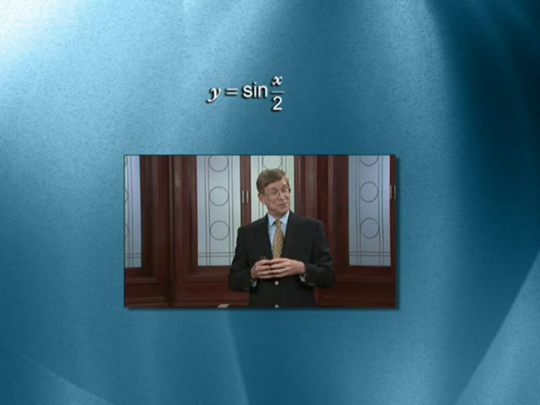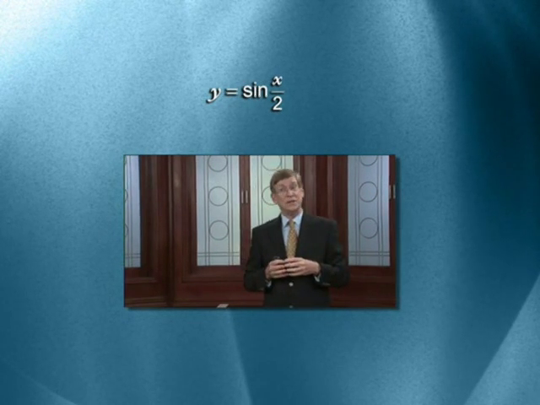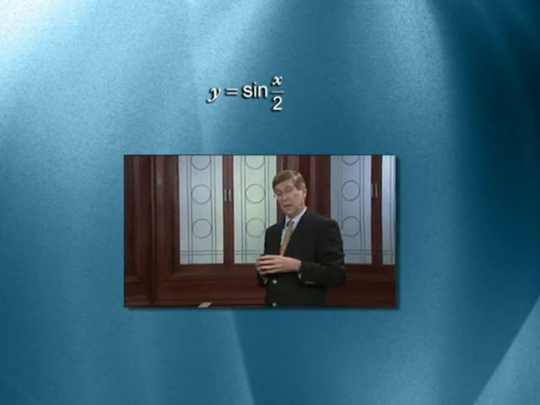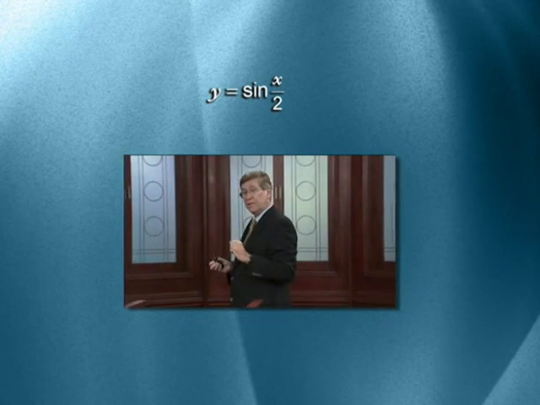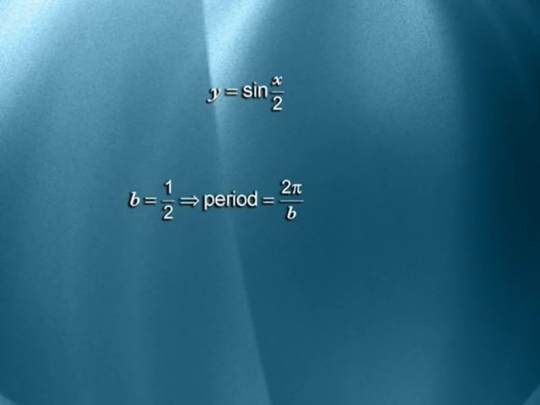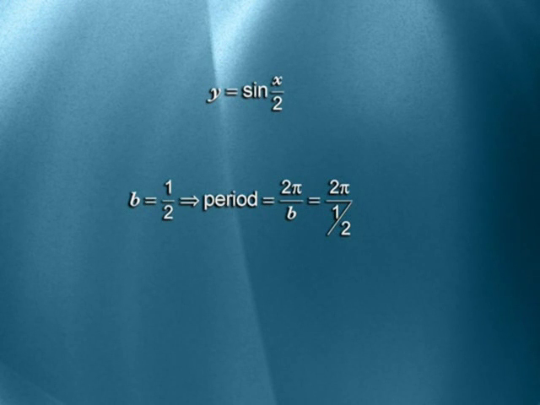It's got the same amplitude, doesn't it? Amplitude is still 1 here. I don't have anything in front. But I've got the x over 2 there. That will change the period. And b here is equal to 1/2. It's x over 2, so b is 1/2. And hence the period is 2 pi over b, or 2 pi divided by 1/2, or 4 pi.